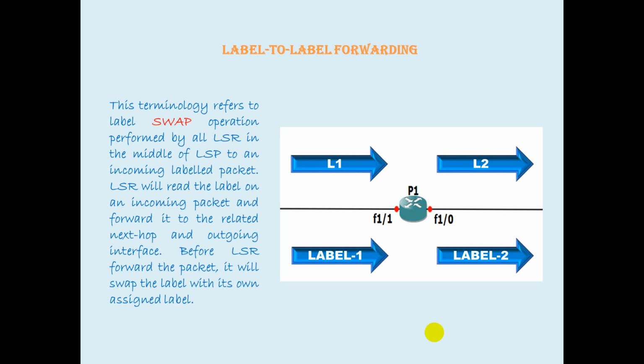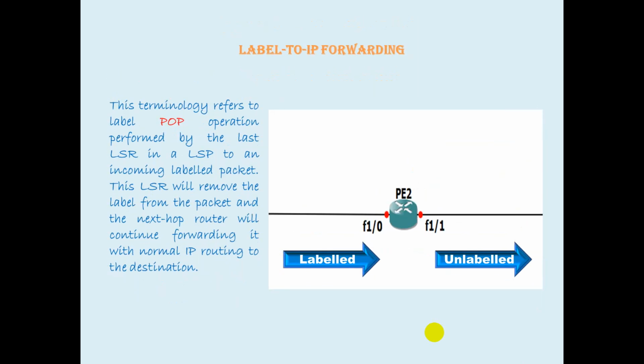The third and the last process is label to IP forwarding. Now the provider edge router is connected to the customer edge router. So it is already receiving a labeled packet. Now it has to again convert the labeled packet into an unlabeled packet, an IP packet, sorry. So this is what the provider edge router is doing here. It is just removing the label and converting it into a normal IP packet.